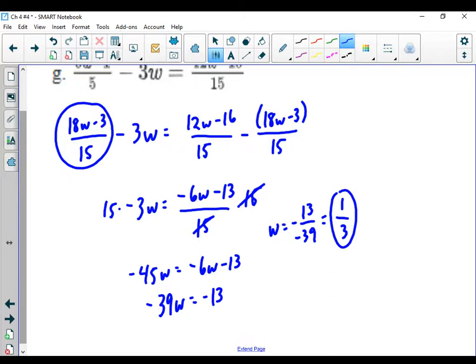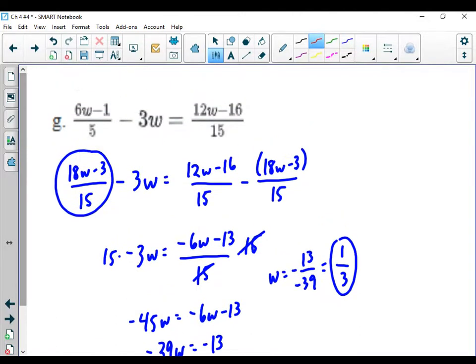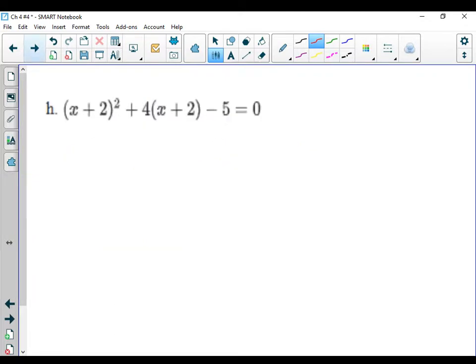All right, so just a different way maybe of attacking it. If you went through originally and did this, you said, okay, 15 is the common denominator, so I'm going to multiply that by 15, that by 15, and that by 15. That would have been fine as well, okay? Either way would have been in good shape there. All right, then the last one.